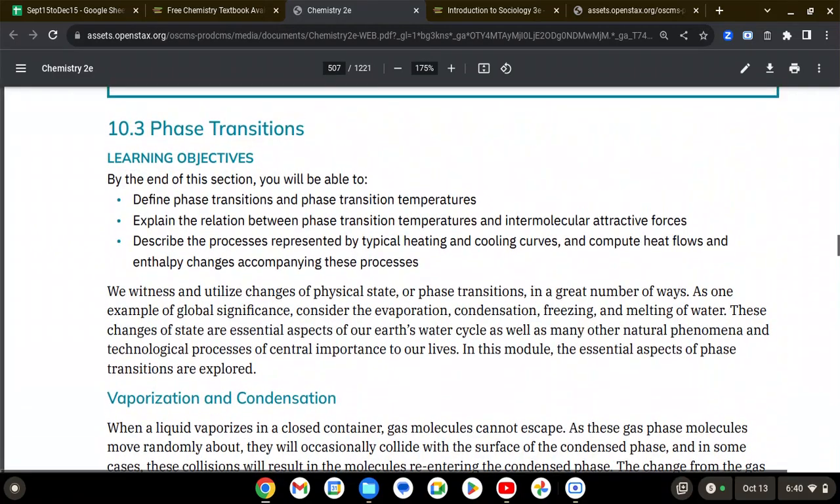10.3. Phase transitions. By the end of this section, you will be able to define phase transitions and phase transition temperatures, explain the relation between phase transition temperatures and intermolecular attractive forces, describe the process represented by typical heating and cooling curves, and compute heat flows and enthalpy changes accompanying these processes.